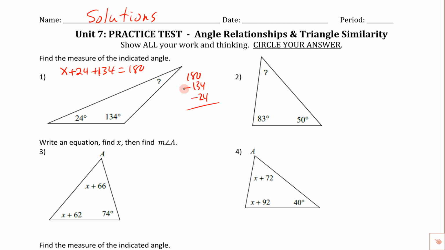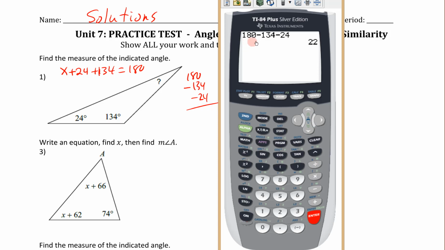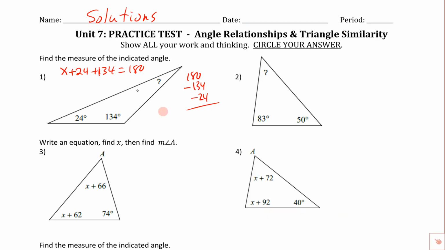So I would make sure that you have your calculator handy. I'm going to bring up the calculator, throw this in, and see what the answer is. So I put in the calculator 180 minus the 134 degrees we'd already used, then the 24 degrees that's over here. That leaves 22. So I'm going to write 22. I'm going to put the degree symbol on there, and I'm going to circle that. So either way we show our work would be just fine as long as we're showing our work.